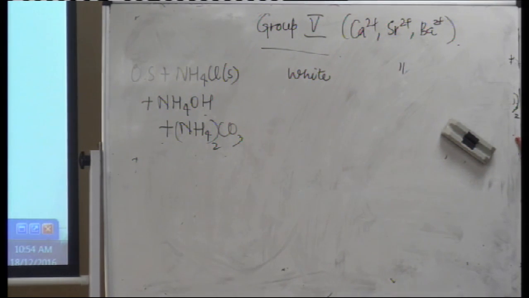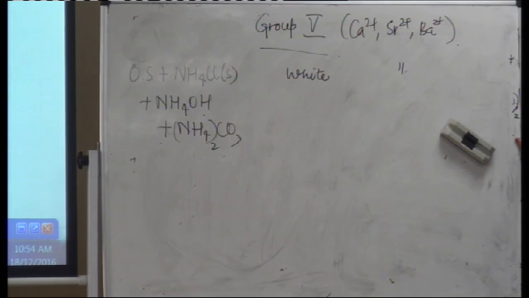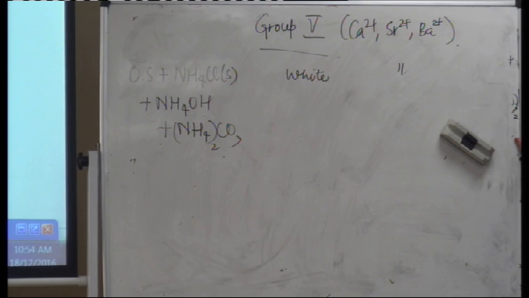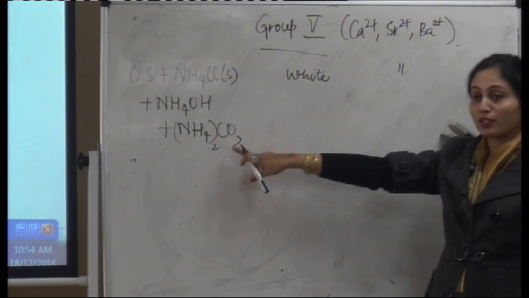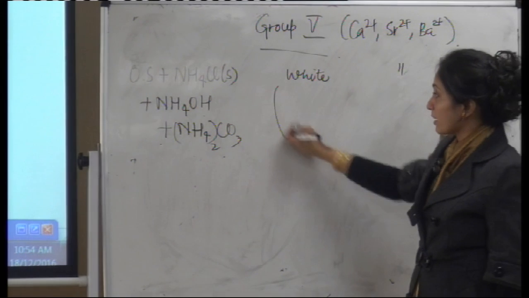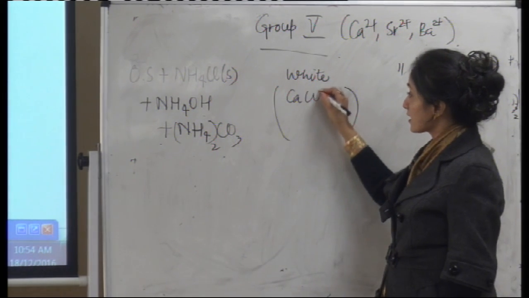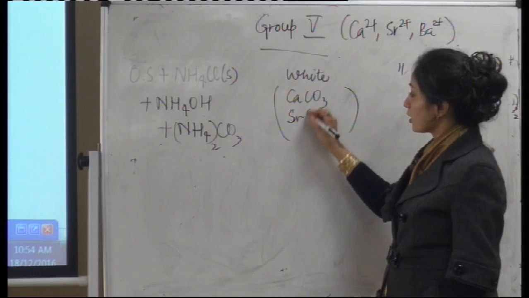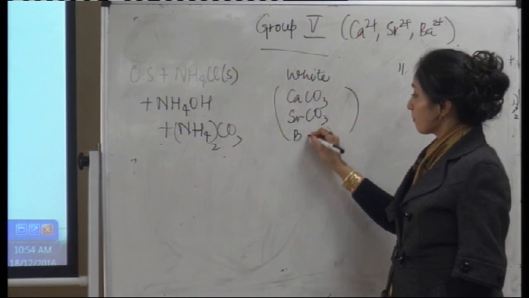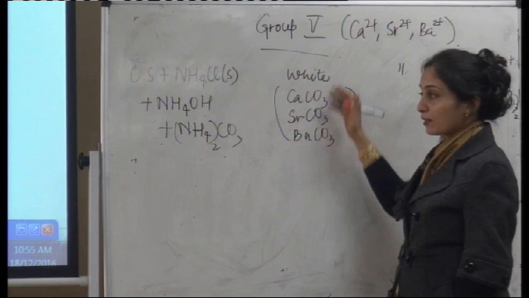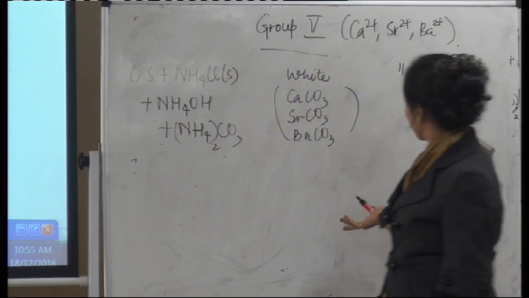And what will be the precipitate? You can write down the reaction on your own. The main reaction goes of Ca2+ plus (NH4)2CO3. The main reaction is with carbonate. So this white precipitate may be due to, you tell me, it will be either CaCO3 or SrCO3, or it may be BaCO3. So it can be either of the three precipitates which we are getting here.